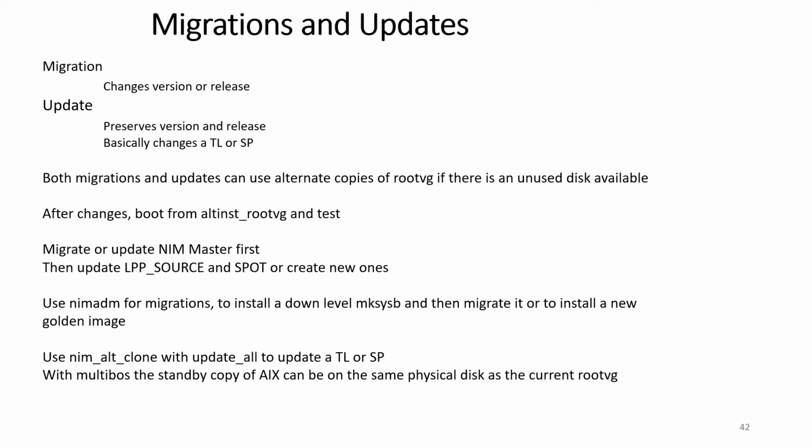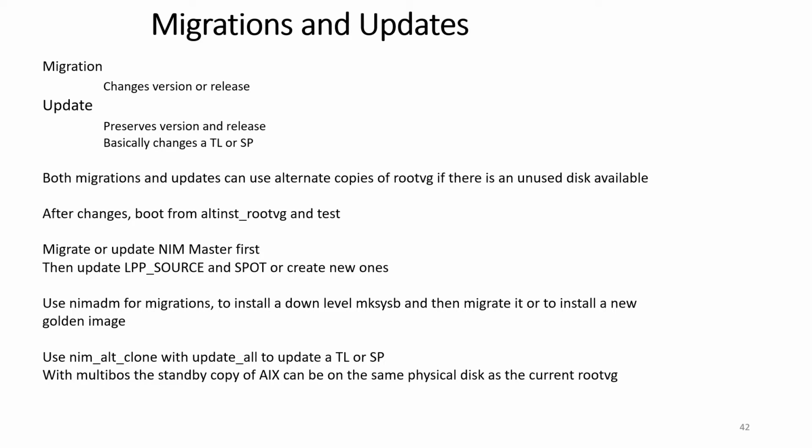Whenever new LPP sources and SPOT, whenever new AIX versions come out, you have to do the NIM master first. So I always do my update to my NIM master, make sure I'm happy with that, and then I can create the new LPP source and SPOT, and move forward with my client LPARs or VIO servers. If I'm doing migrations, I will use nimadm. I also use nimadm to install down-level mksysbs and migrate them. So for instance, if I have a mksysb at a level that's not supported, I can migrate it and create a brand new mksysb image, and then use the new mksysb image to do the restore on the new server.